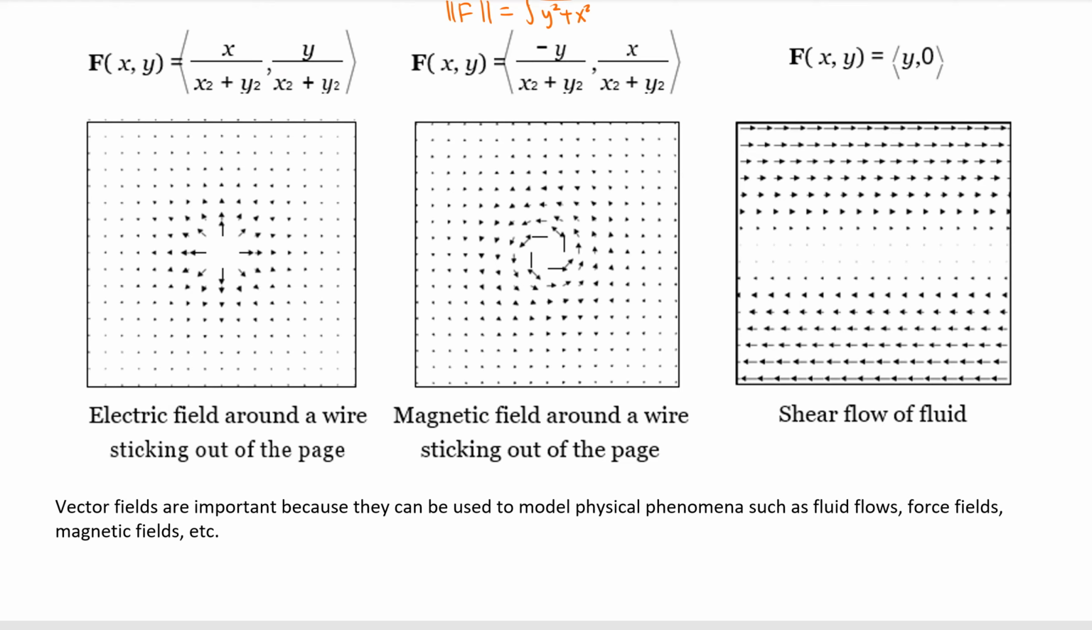So yes, when x is far away, you can see the length is small. And this vector field is pointing outward.